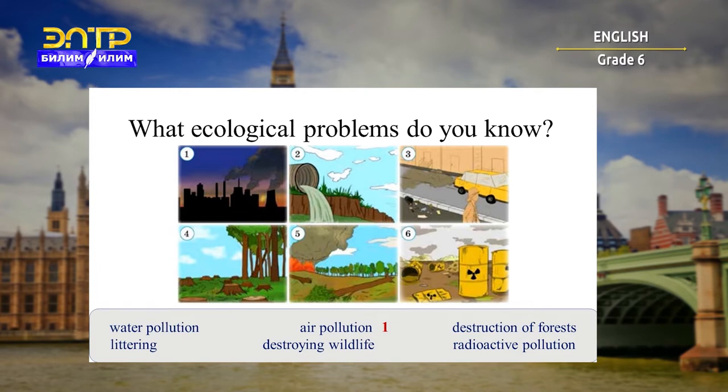Let's check your answers. Number two. It is water pollution. Number three, littering. Number four, destruction of forests. Number five, destroying wildlife. And number six, radioactive pollution. Check your answers, please, and correct your mistakes if you have them.